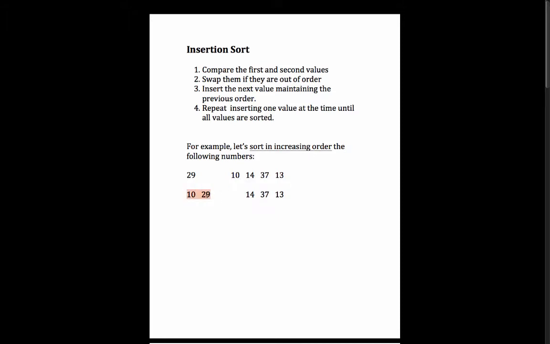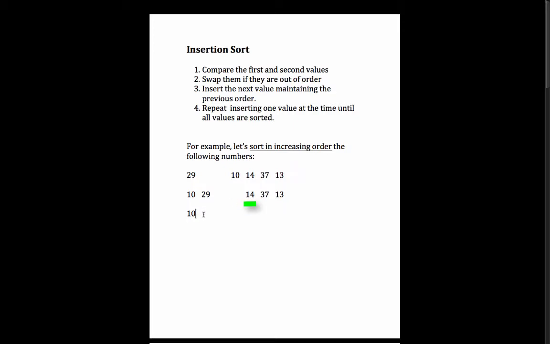Now we're going to repeat the process. In other words, this is the sorted collection, and this is the next number that we're going to try to insert into the sorted collection. And we realize that 14 has to go between 10 and 29. So we compare 10 and 14. 10 is smaller, so we leave 10 as it is. We compare 29 and 14. We realize 14 is smaller. We have found the place to insert 14. 14 should be the second value.